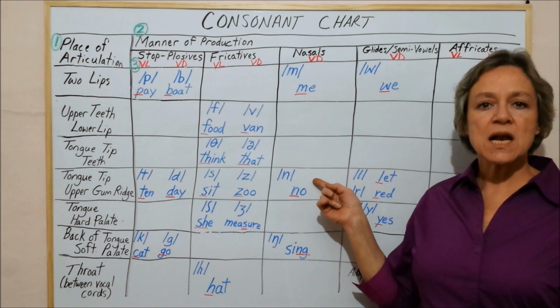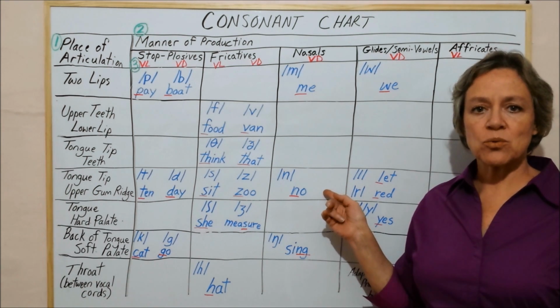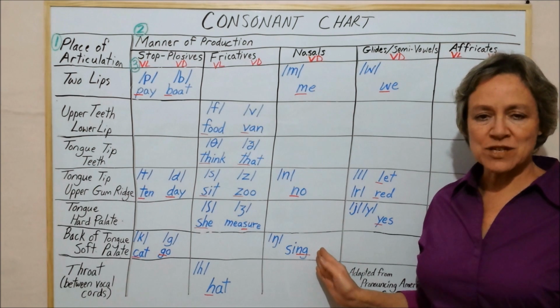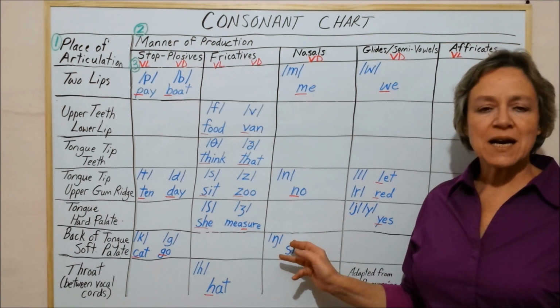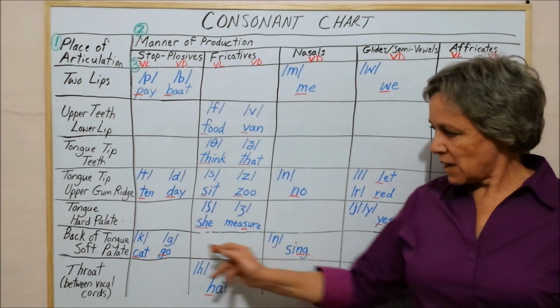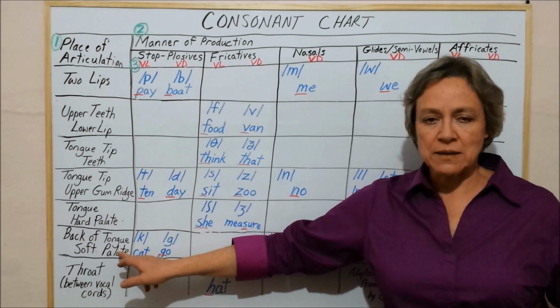And it gives us n, no. Okay? Then we have the last nasal sound. This is ng. For this one, I am using the back of my tongue and the soft palate.